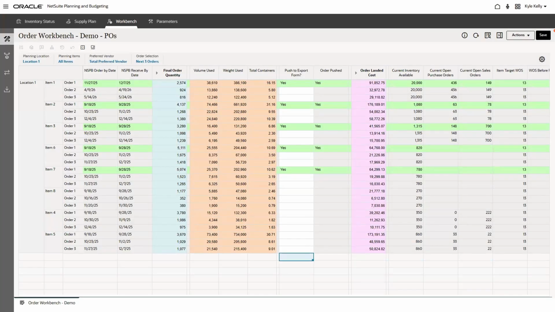Ultimately, the outputs of the supply plan, such as recommended purchase or work orders, can be surfaced on a planner workbench. This gives teams a clear, consolidated view of proposed actions before anything moves into execution, while NetSuite remains the system of record for approvals and transactions.